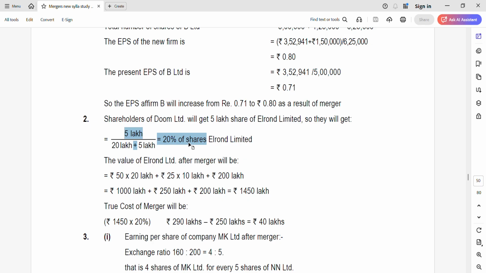So the value of Elron after merger will be 15 into 20 lakhs plus 25 into 10 lakhs plus this is the synergy effect, that is 200 lakhs. So the total value will be 1450 lakhs, and the true cost of merger will be 20% you compute. So this is step 1, this is step 2. Step 3 will be 1450 into 20% plus 290 lakhs minus the 250 lakhs. That will give you rupees 40 lakhs as the true cost of merger.